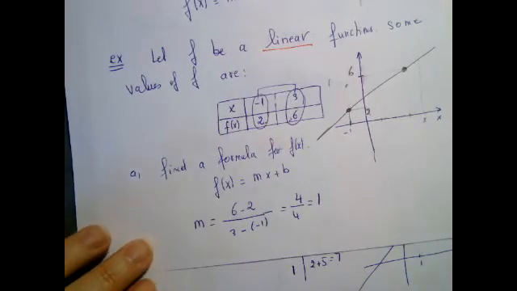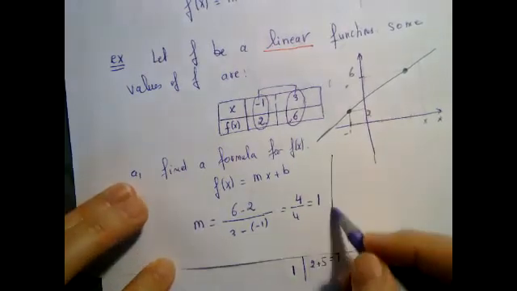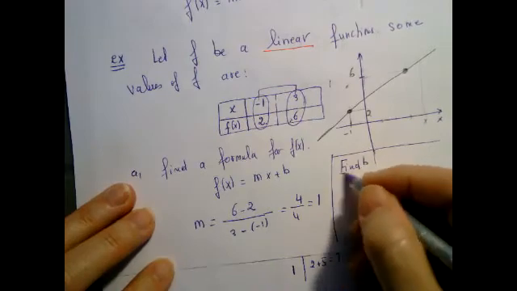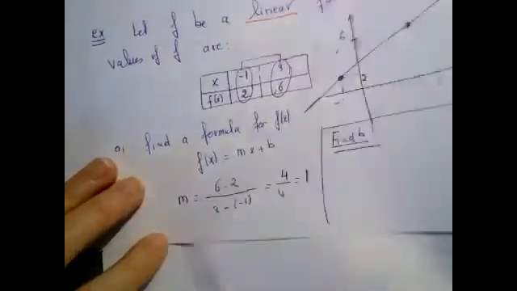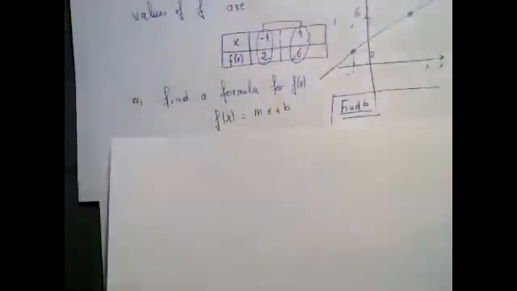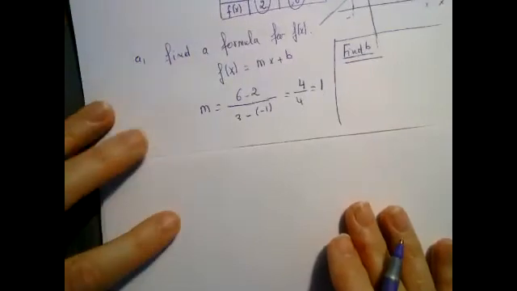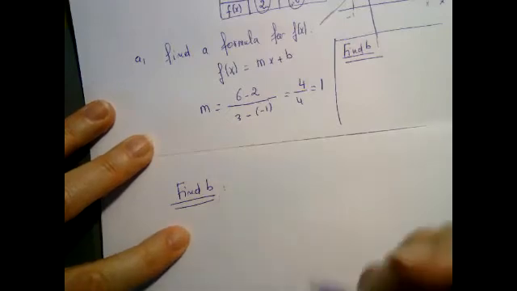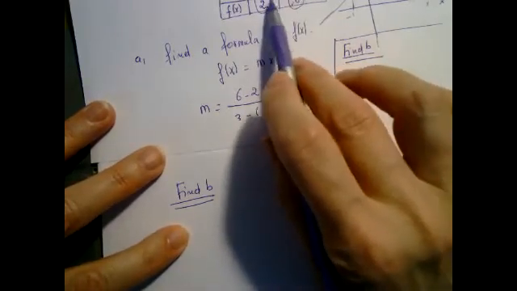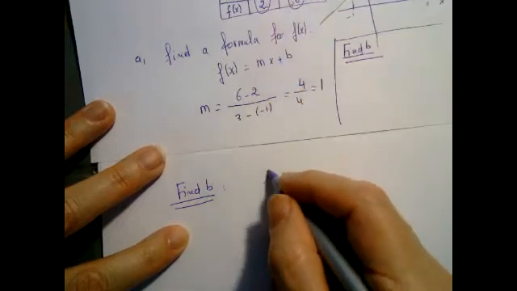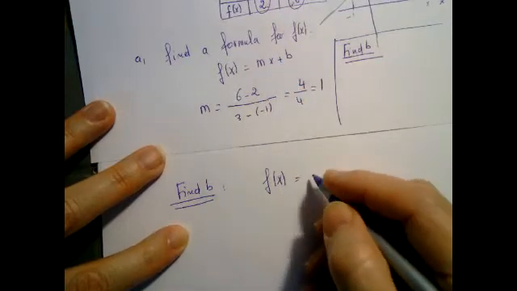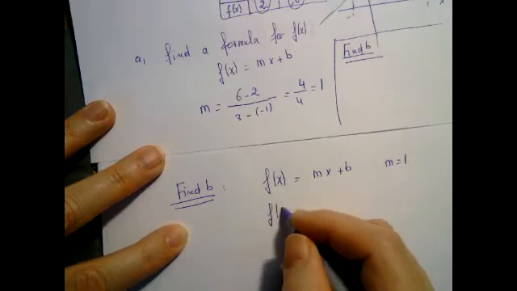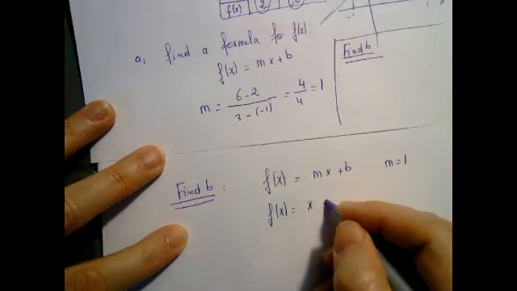Now I need the equation. So I need f of x equal mx plus b. So let us use the slope intercept. So we need to find the b. I take another paper, so I don't put a lot of stuff together. So we're going to find b. Now to find b, I need a point. Pick any point you want. I say, okay, f of x is mx plus b, but m is 1. It means the function has the form x plus b because m is 1.